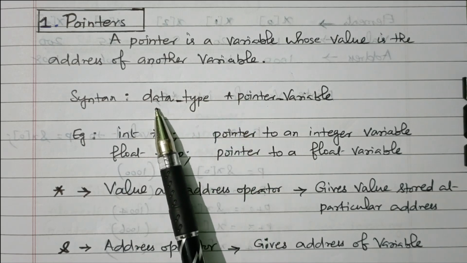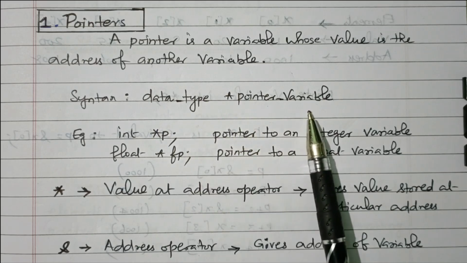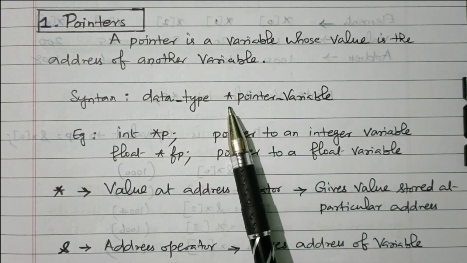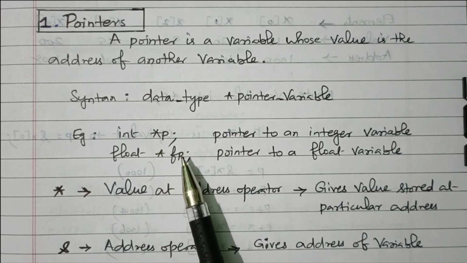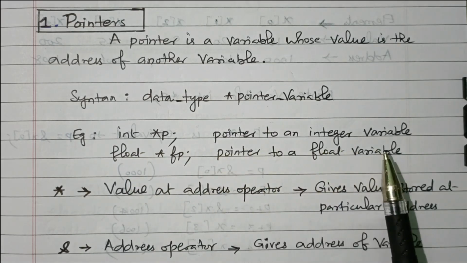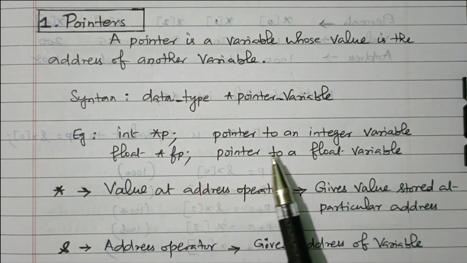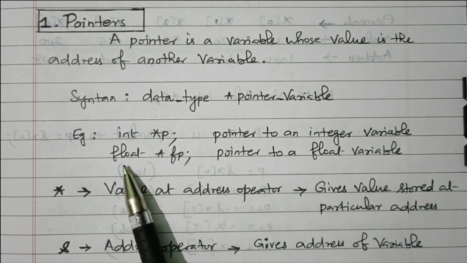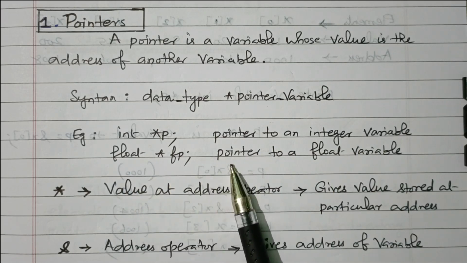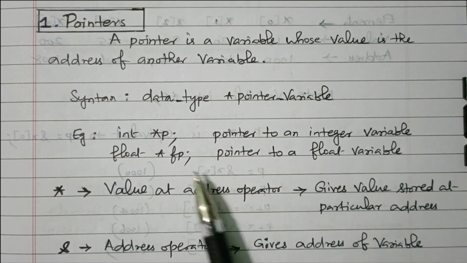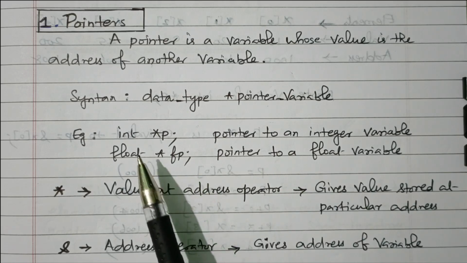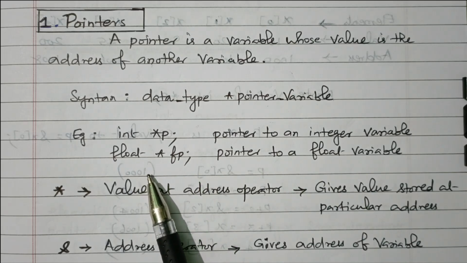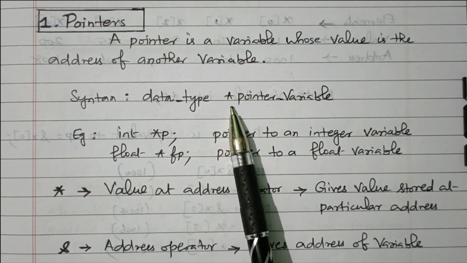The syntax is data type star pointer variable, right? So it is indicated by star. Star indicates it is a pointer variable. We'll see the example: int *p. That is nothing but a pointer to an integer variable. So *p will store the address of the integer variable. float *fp is a pointer to a float variable. So *fp will store the address of the floating point variable. So a pointer is a variable to store the address of another variable. It is indicated by star.